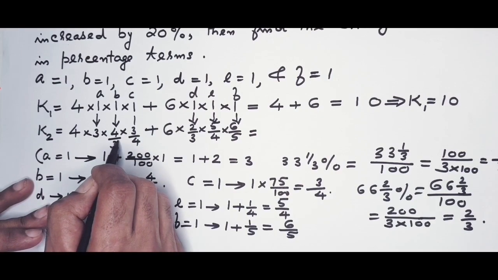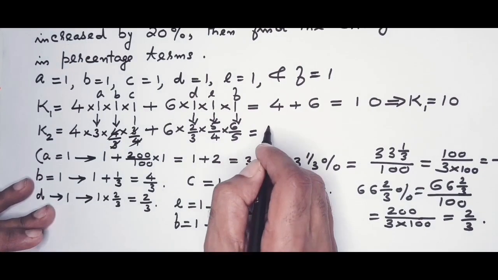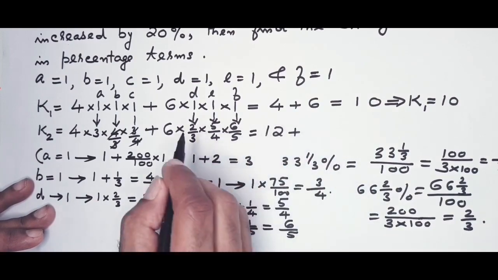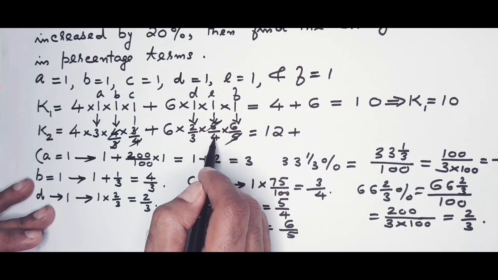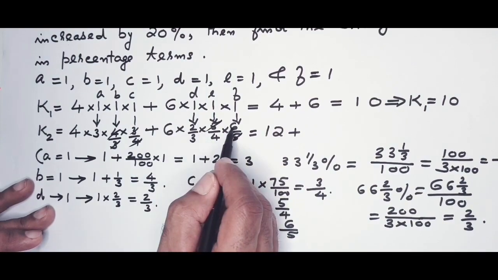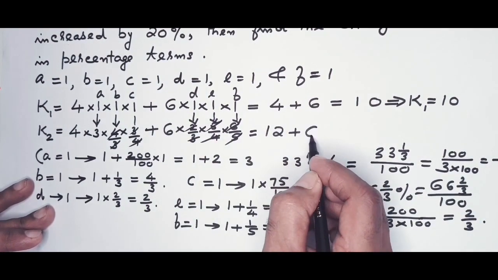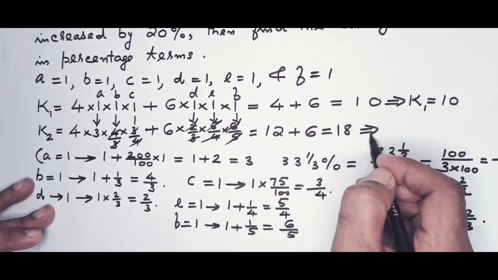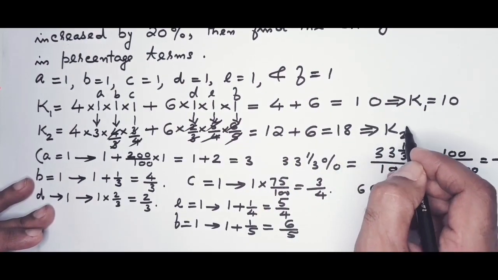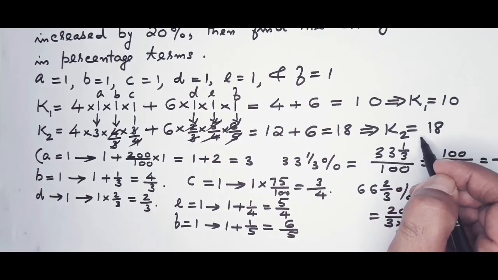While simplifying, 3 gone, 4 gone, 4 multiplied by 3, 12. Here, look at this, 5 gone. See, 3 multiplied by 4, 12. 2 multiplied by 6, 12. So these 2 gone. Finally, you will have 6, which implies 12 plus 6, 18. So what does that mean? The second value of K is 18. Original value 10 and the second value 18.